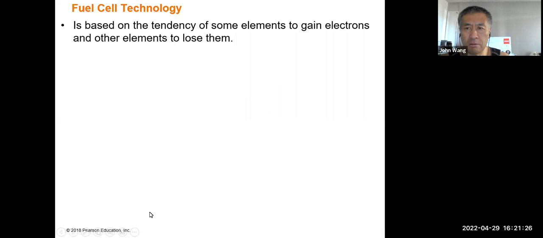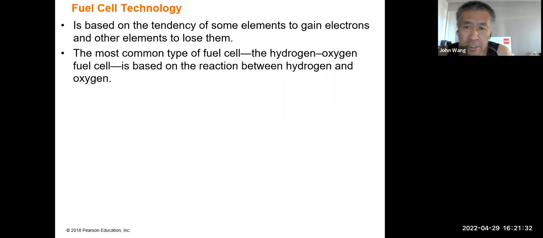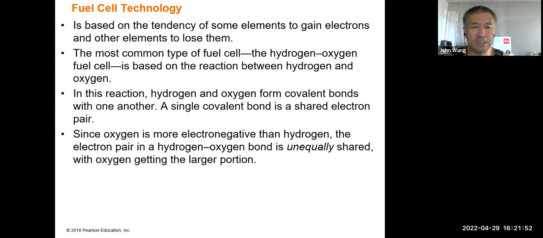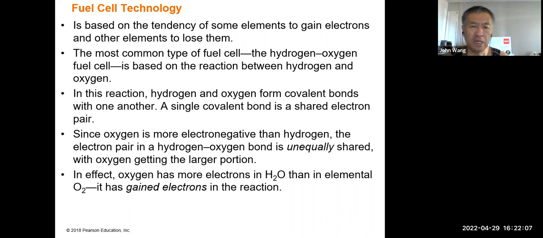The most common type of fuel cell is the hydrogen-oxygen fuel cell. It's based on the reaction between hydrogen and oxygen. In this reaction, hydrogen and oxygen form covalent bonds with one another. A single covalent bond is a shared electron pair. Since oxygen is more electronegative than hydrogen, the electron pair in a hydrogen-oxygen bond is unevenly shared, with oxygen getting the larger portion. In effect, oxygen has more electrons in H2O than in elemental O2. It has gained electrons in this reaction.